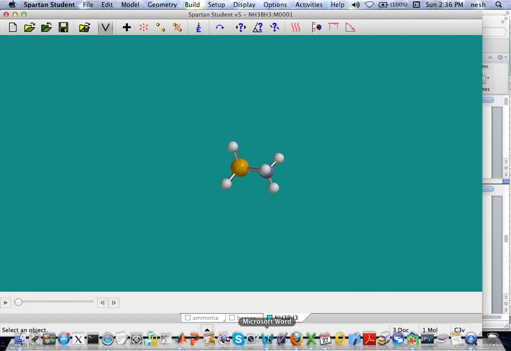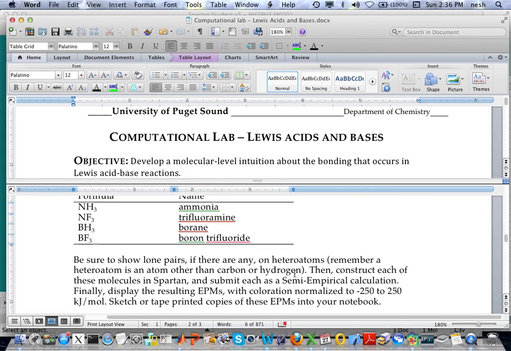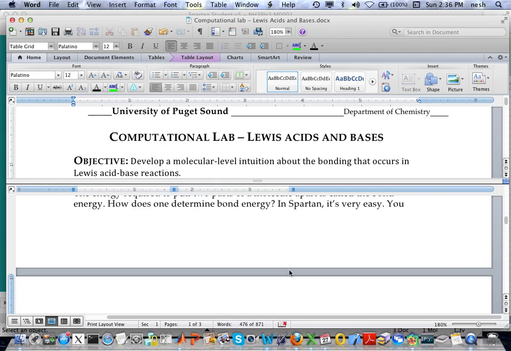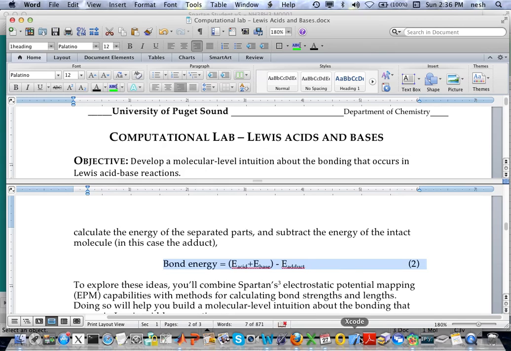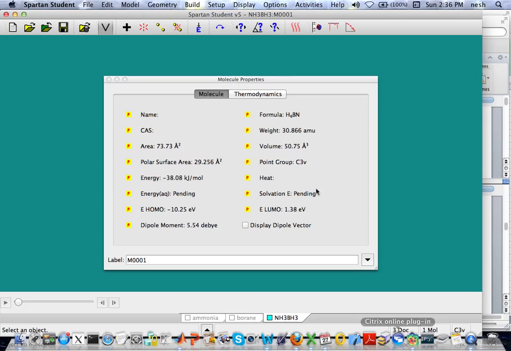And here, let's go back to your handout. Why do we want the energies? Well, it turns out to get the energy of the bond, that is the bond between the acid and the base, I've got equation 2 here, which says find the energy of the acid, the separated acid, find the energy of the base, and subtract away the energy of the adduct molecule. That's equation 2 in your handout. So that's what I will do here.